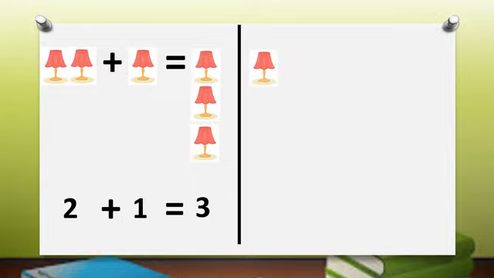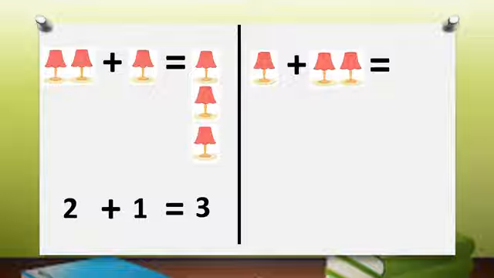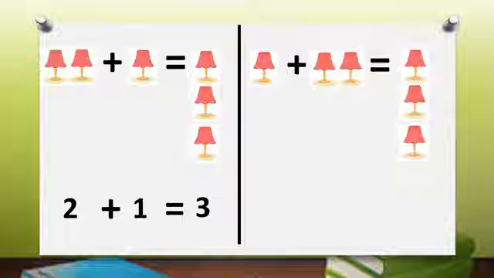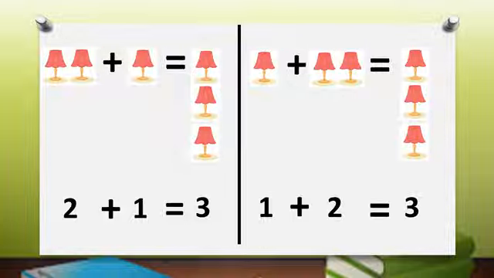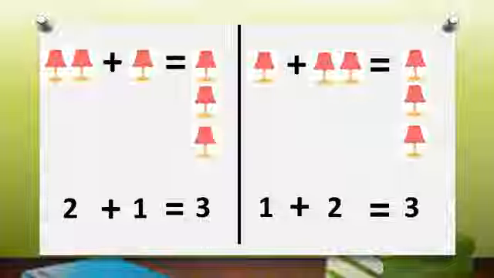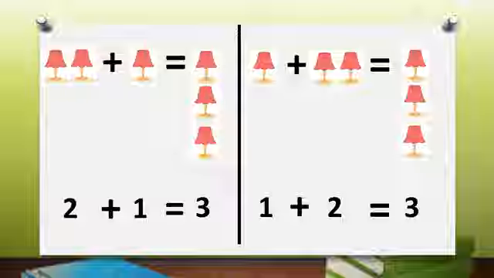Now over here we have 1 lamp plus 1, 2, 2 more lamps, which is equal to, let's count them to find the total number of lamps. 1, 2, 3. So there are 3 lamps over here. So 1 plus 2 is equal to 3. So children, in both these examples, you will see that the sum is the same, which is number 3. The only thing changed is the order of the numbers. Now in the first example, we have added 2 plus 1, which is equal to 3. So the sum is 3. And in the second example, we have changed the order and now it is 1 plus 2, which is equal to 3. So the sum is the same in both the cases. But the only thing which is changed is the order of the numbers.